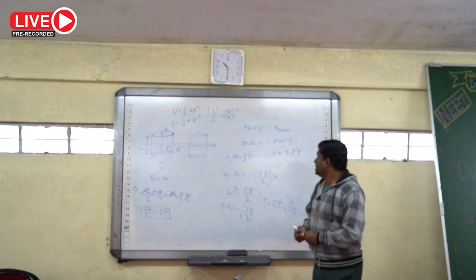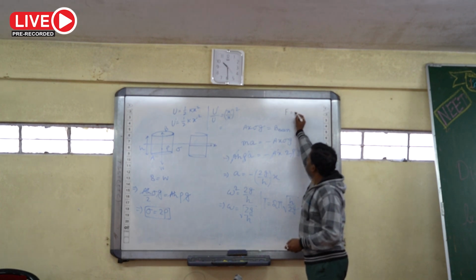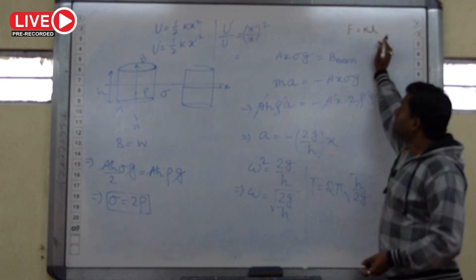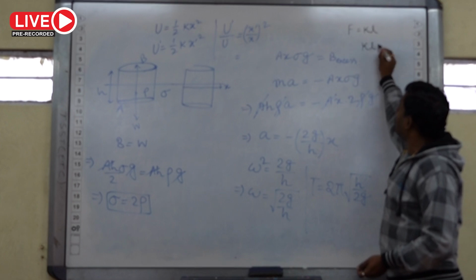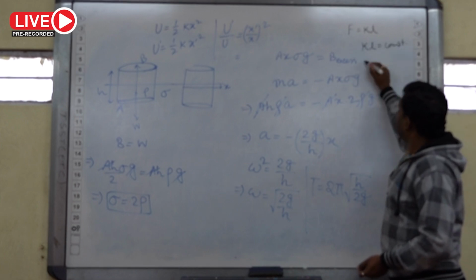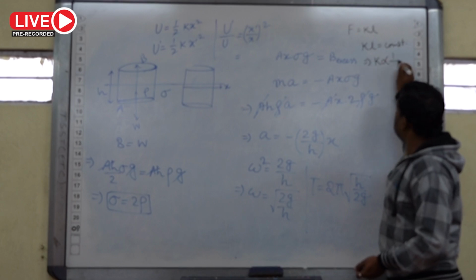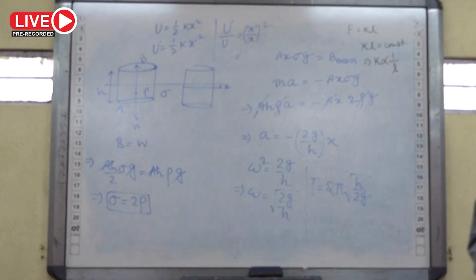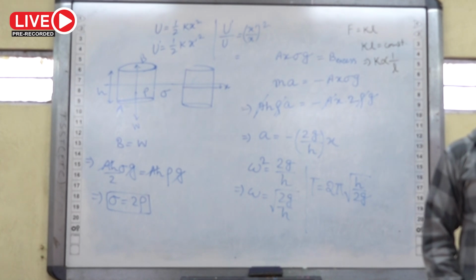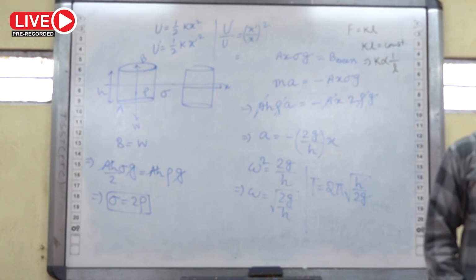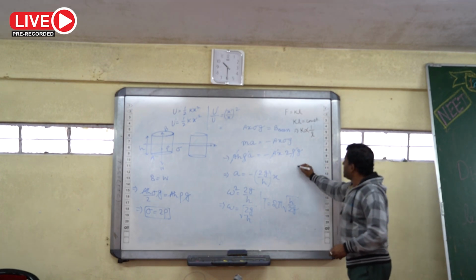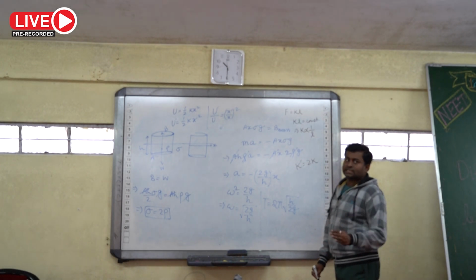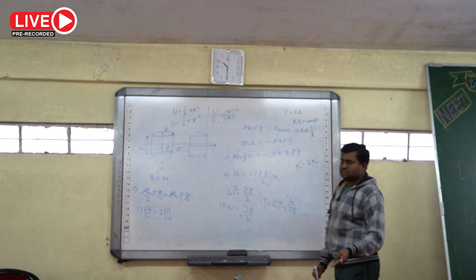So if force remains constant, I can say that F equals KL, where L is the length of the spring. If F is constant, this product KL is constant, meaning K is proportional to 1 by L. So if the length of the spring is decreased, the spring constant will increase. Here the length is half, so the spring constant will be twice. So the new spring constant K prime will be equal to 2 times K.